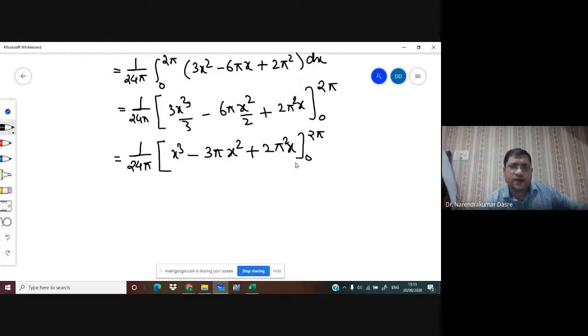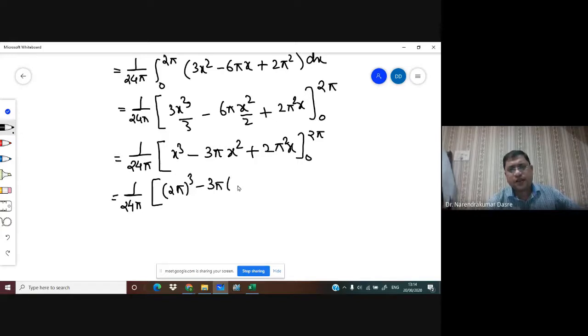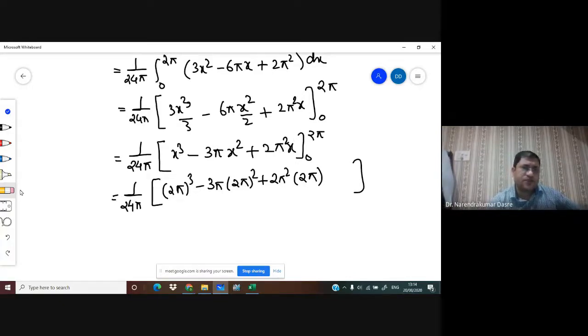Now let us apply the limit. So we can have 1 upon 24 pi. So you get here 2 pi cube minus 3 pi into 2 pi square plus 2 pi square into 2 pi, and the lower limit terms are going to be 0. All these terms are going to be 0, so there's no need to write them, as we put x is equal to 0. This term is 0, this term is 0 and this term is 0.